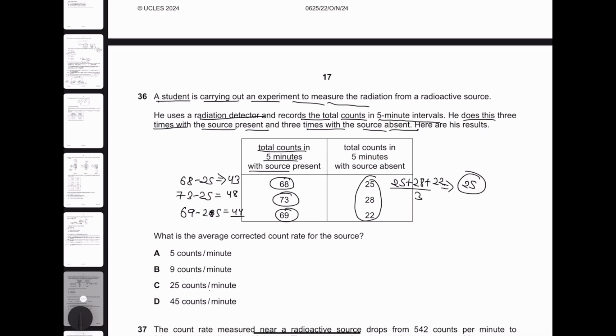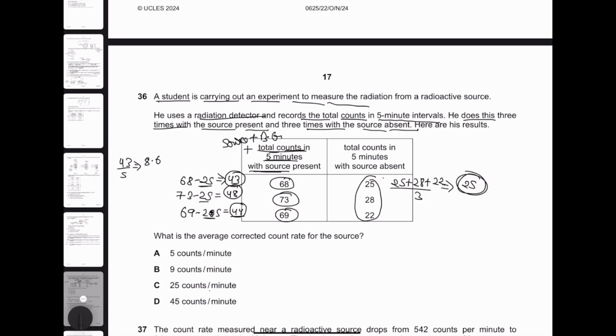Now just try to understand what I have done here. I calculated the average background radiation, and now the total counts in the 5 minutes with the source present. So this is counting the source as well as the background radiation. So I will have to subtract the background radiation from this to get the actual value of the source. This is the radiation entirely from the source that we have calculated, right? But this is for how much time? 5 minutes. So 43 divided by 5, it is 8.6.